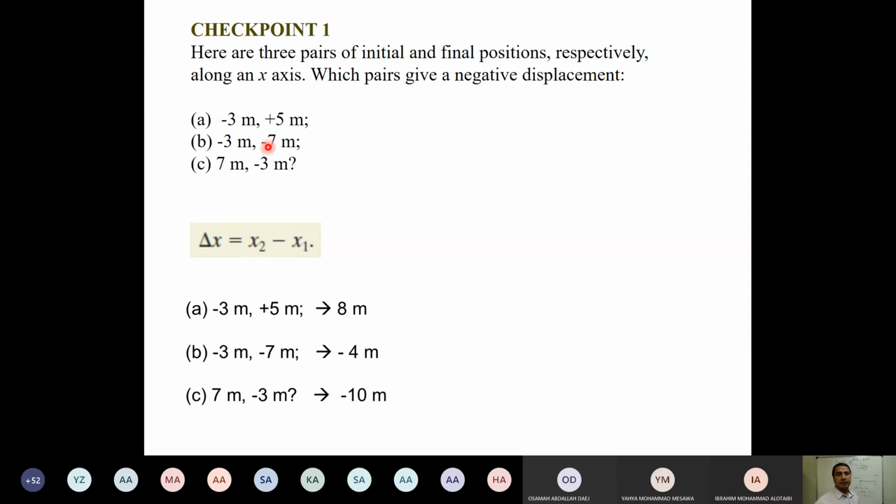Here you need to subtract just the 5 minus 3. You are going to do this. Here we are getting 8, and the last 2 are giving us a negative quantity. So that's the answer for it.